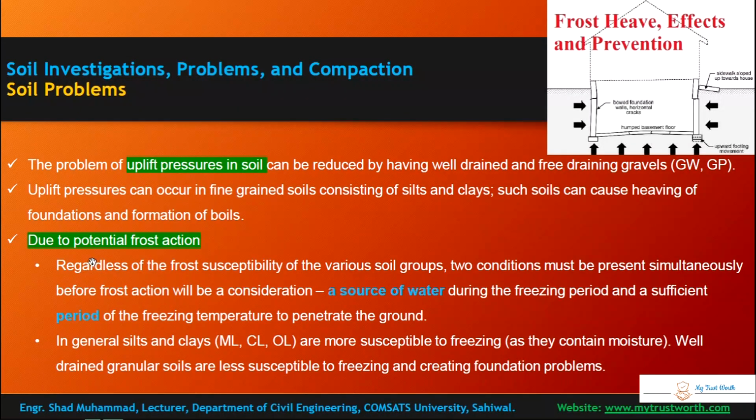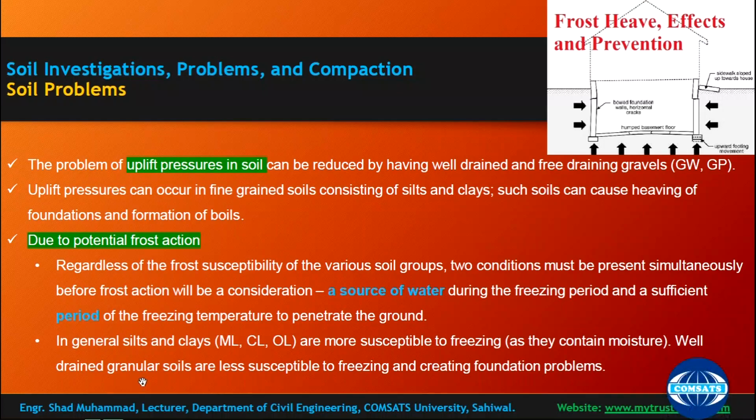All right, so why uplift pressure? Pressures in the soil are generated due to potential frost action. Regardless of the frost susceptibility of the various soil groups, two conditions must be present simultaneously before frost action will be considered. A source of water is required for frost action during the freezing period, and a sufficient period of freezing temperature to penetrate the ground. So a source of water is required, and duration is also required for freezing temperature to penetrate the ground.